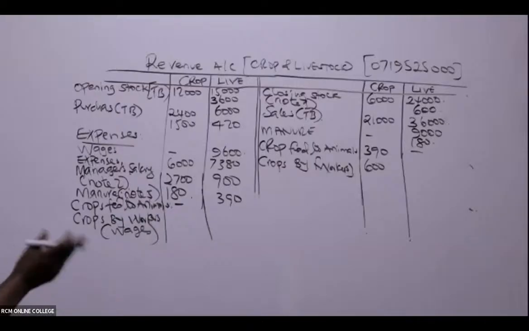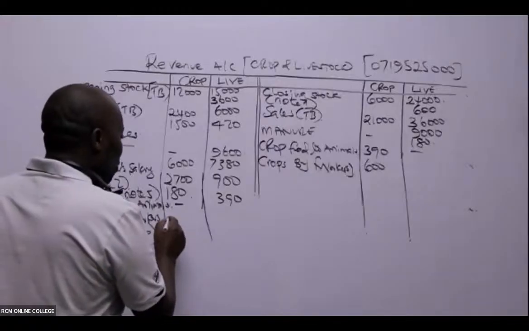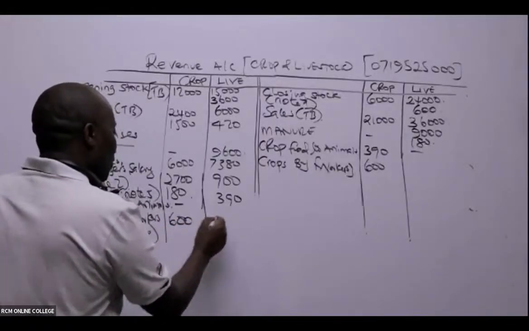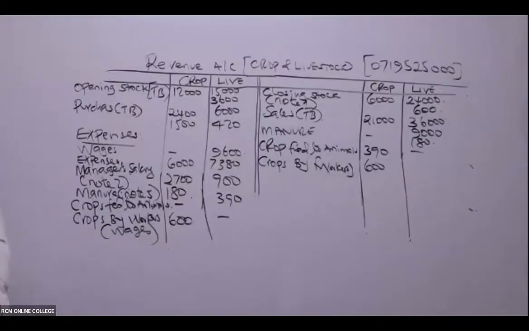So for them, of course, this will be called what here? This will be called wages. So then, ladies and gentlemen, what do we have here? We have a figure of 600 like that.